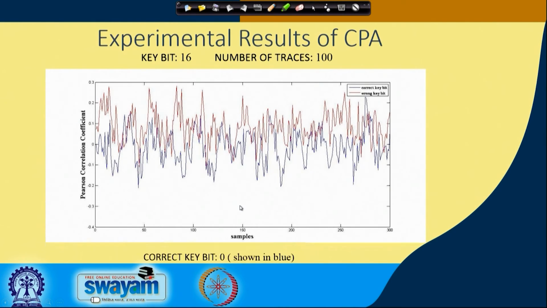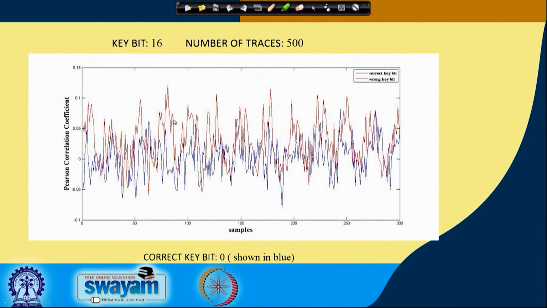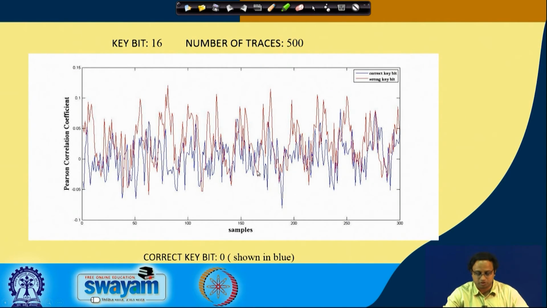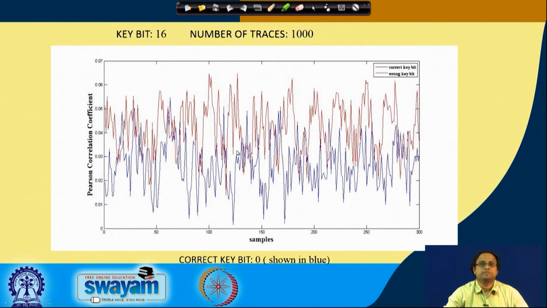You can do similar analysis at different positions. For example, this is again when we have increased the number of power traces. In the previous case, the number of power traces was 100. Here the number of power traces is 500, and you can see that the peaks in the negative direction are even more, and they are therefore more distinguishable from the wrong guess. When we increase the number of traces further, the negative direction correlations increase further, and therefore they are more distinguishable.